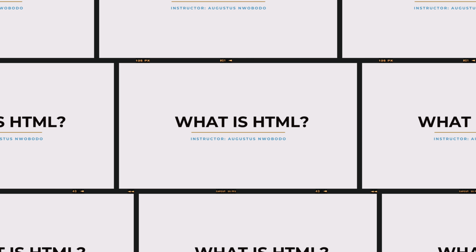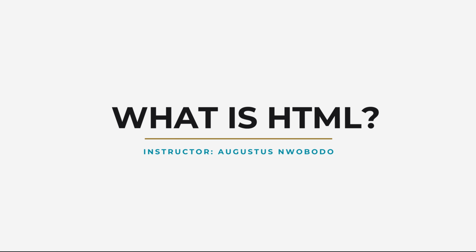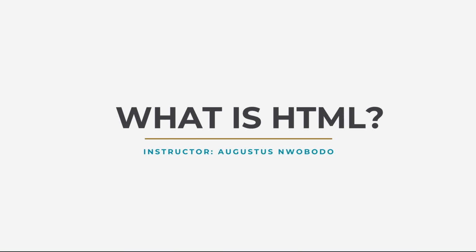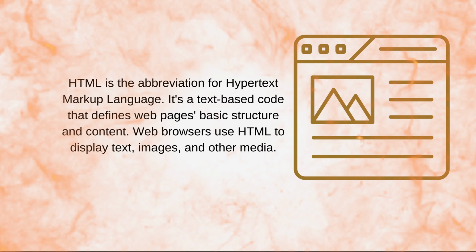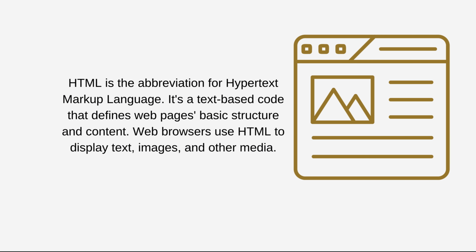What is HTML? HTML is the abbreviation for Hypertext Markup Language. It is a text-based code that defines web pages' basic structure and content. Web browsers use HTML to display text, images, and other media types.